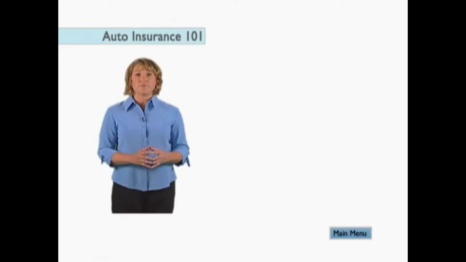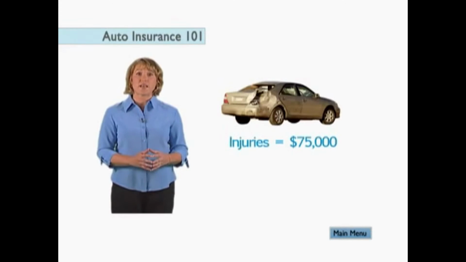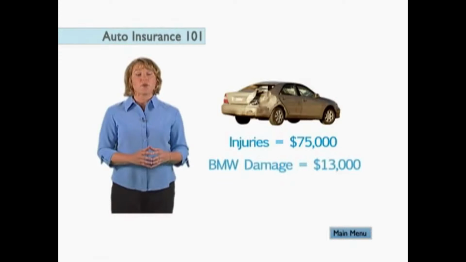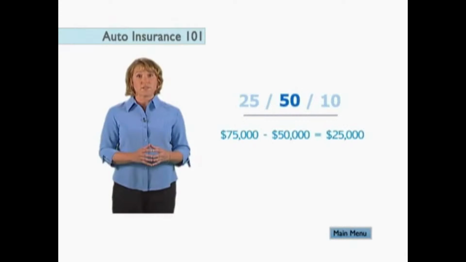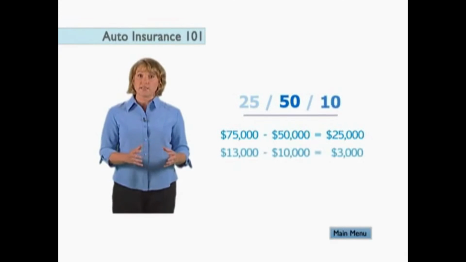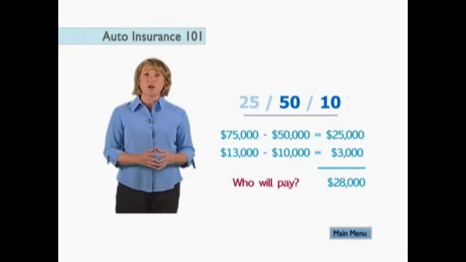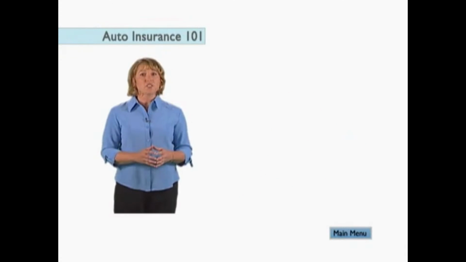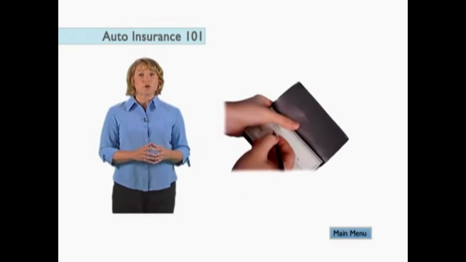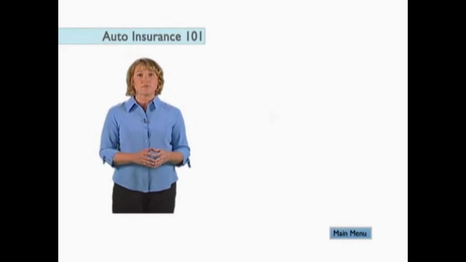So 3 people are injured. Let's say their injuries total $75,000. And the BMW has rear-end damage of $13,000. Your policy will pay $50,000 for all injuries and $10,000 for the property damage. Where does the remaining $25,000 for bodily injury and $3,000 for property damage come from? Once your policy pays the maximum limits, you could be held personally responsible for the remaining amount. It's generally recommended that you carry more than the state minimum coverage to protect yourself from this financial risk.